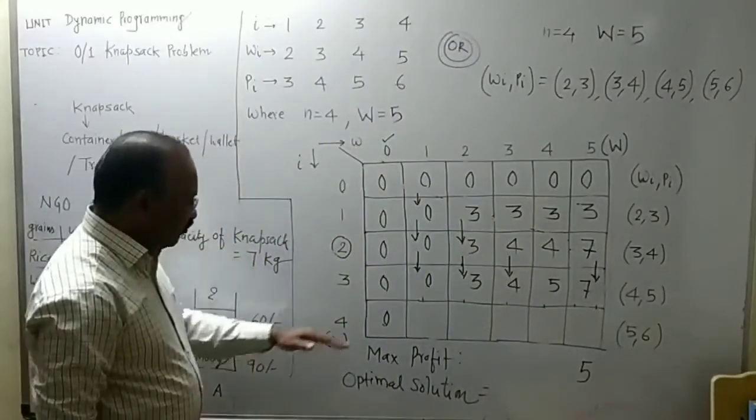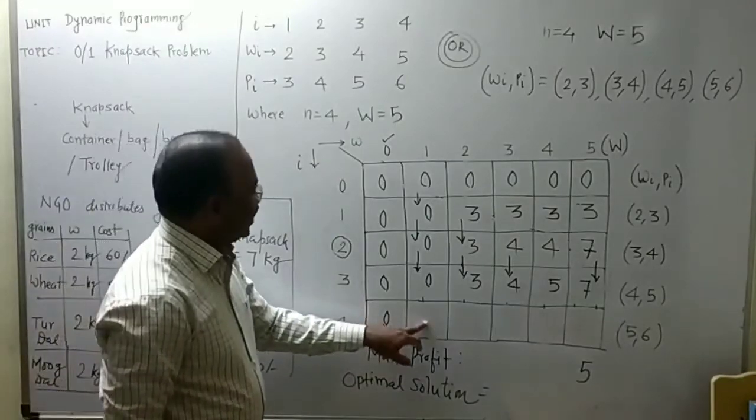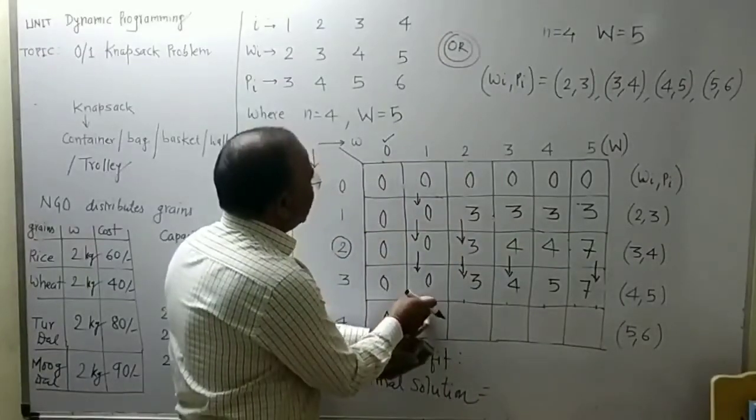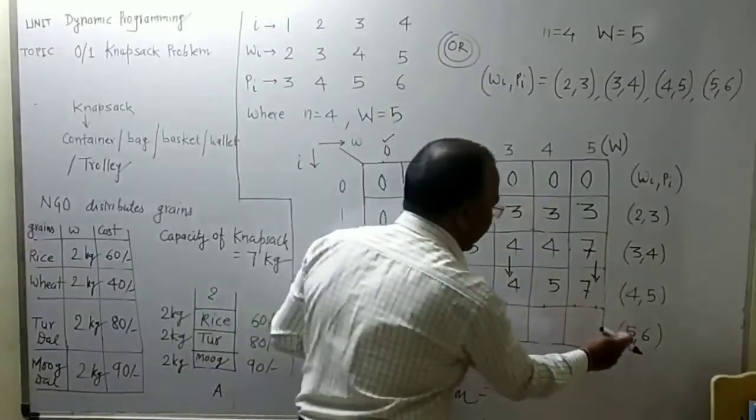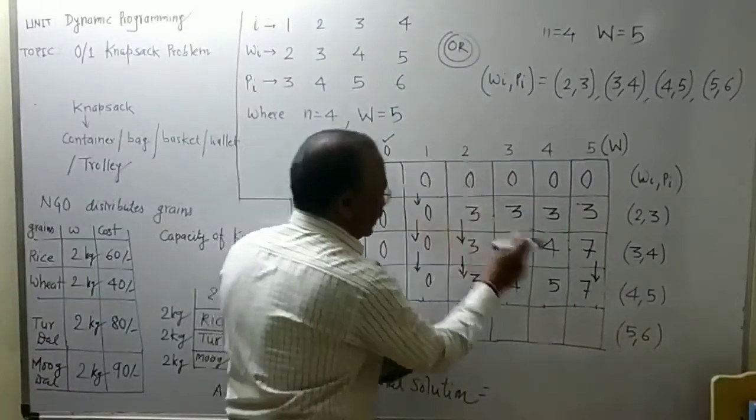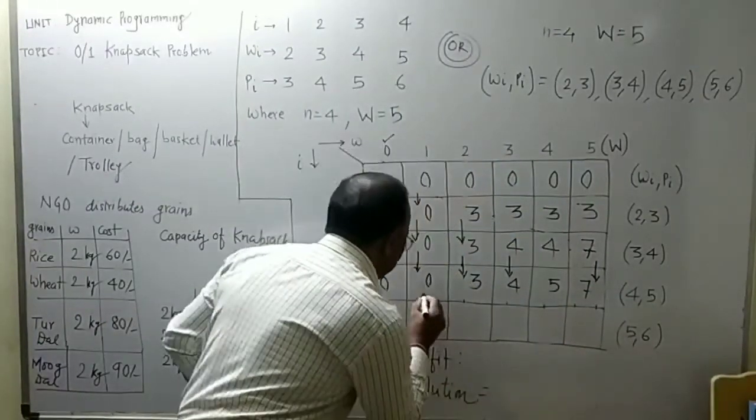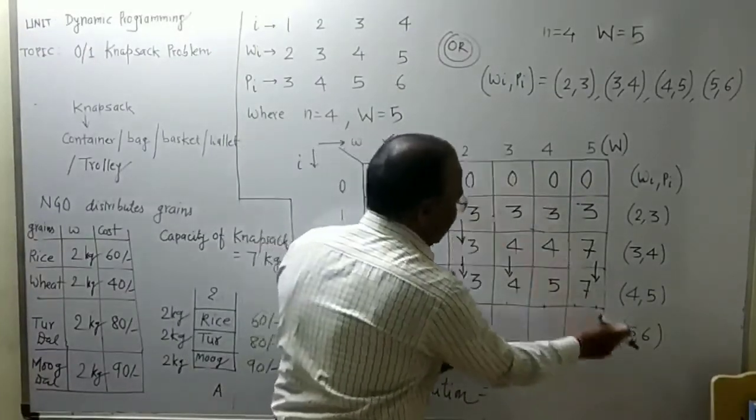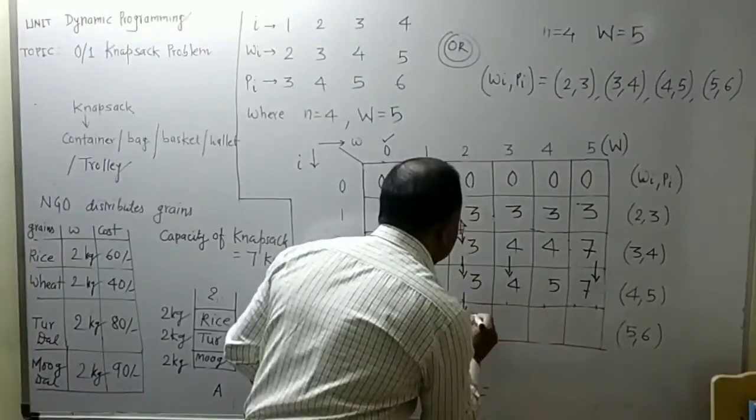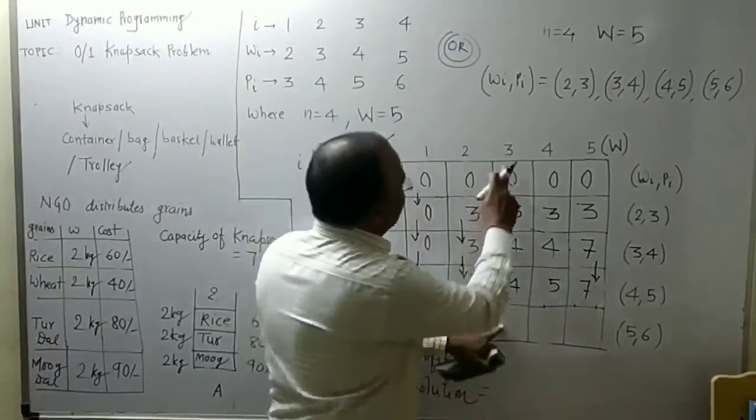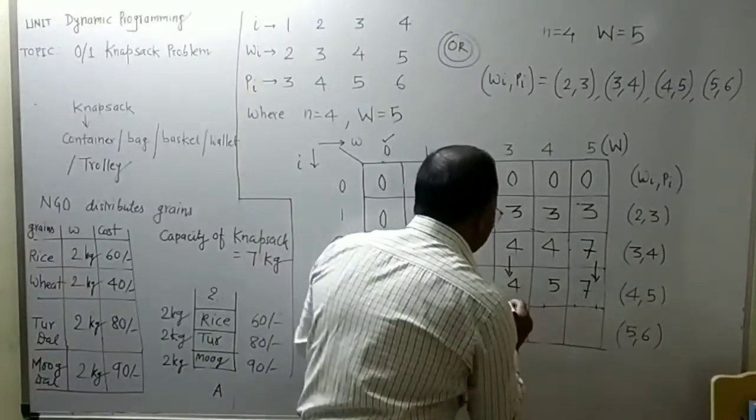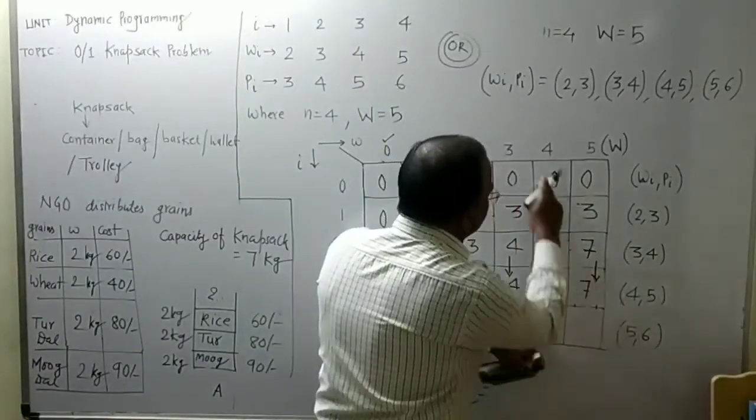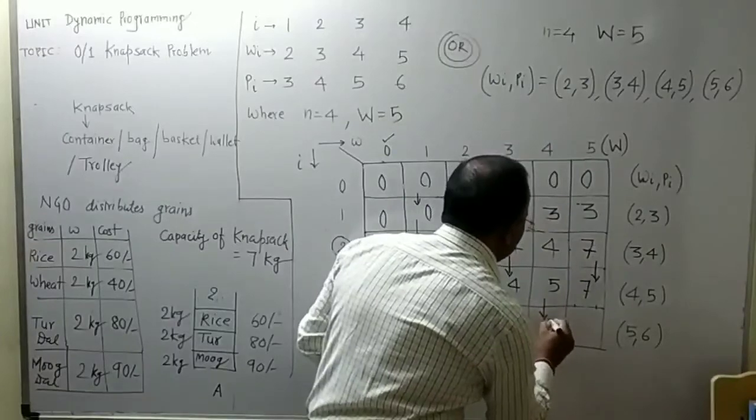Now then, see the fourth row. In this cell, first we have to check whether the column of this cell is less than the weight of the fourth object. Here 1 is less than 5, hence take the upper value as it is, that is 0. For this cell, 2 is less than 5, take the upper value as it is, that is 3. Then 3 is less than 5, take the upper value as it is, that is 4. Now here 4 is less than 5, take the upper value as it is, that is 5.